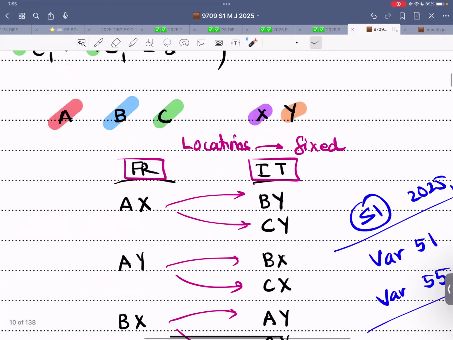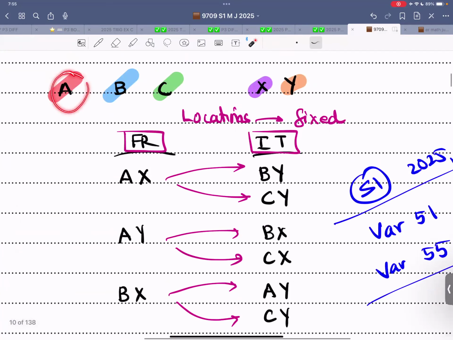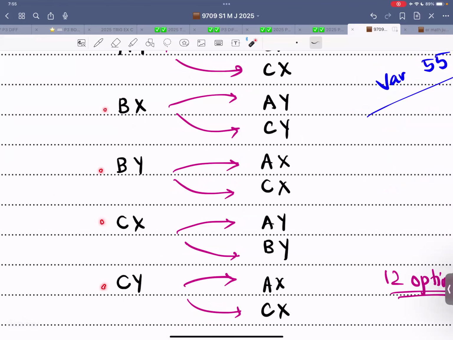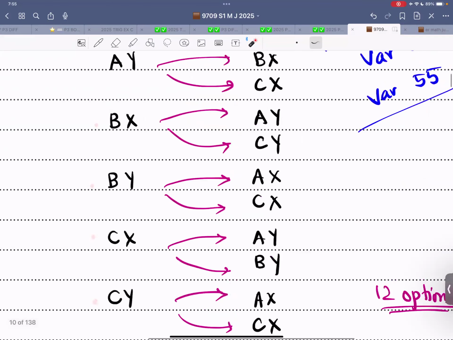Got the idea? Now let me choose A with Y. B and C are left with X. So 2 options, BX, CX. The same thing can be done with BX and BY, CX and CY. These are the final outcomes.